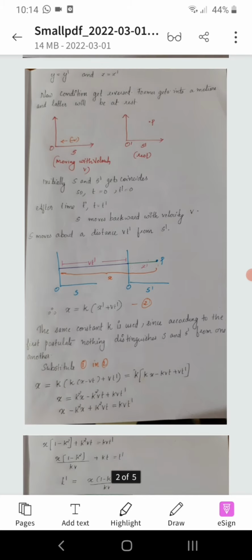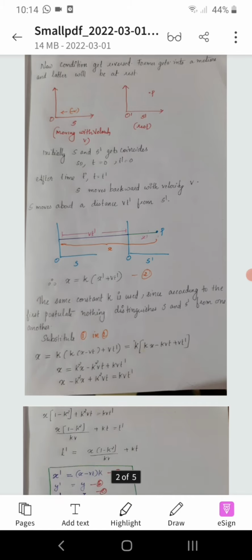From the figure we can write x, that's the total distance, x is equal to k into x prime plus vt prime. Here also we are using the constant k, because according to the first postulate nothing distinguishes S and S prime from one another. So we can use k in this equation also. Now substitute equation 1 in equation 2.